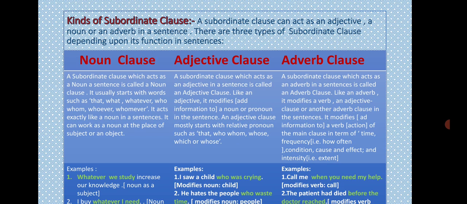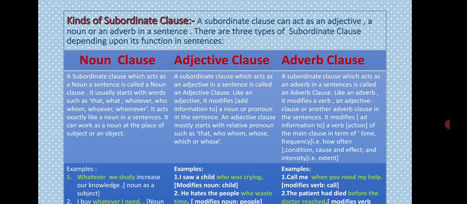Now we'll see adverb clause. A subordinate clause which acts as an adverb in a sentence is called an adverb clause. Like an adverb, it modifies a verb, an adjective, or another adverb in the sentence. It adds information to a verb, meaning the action of the main clause, in terms of time, frequency, that is how often it happens, or condition, cause and effect, and intensity, that is extent. As we know, verbs work in all these ways.